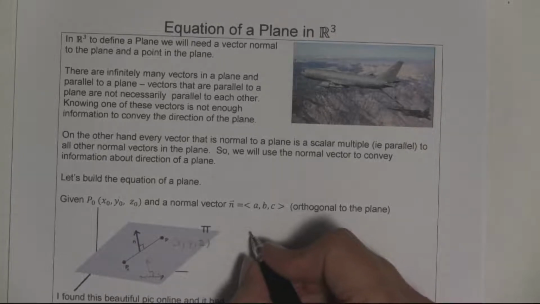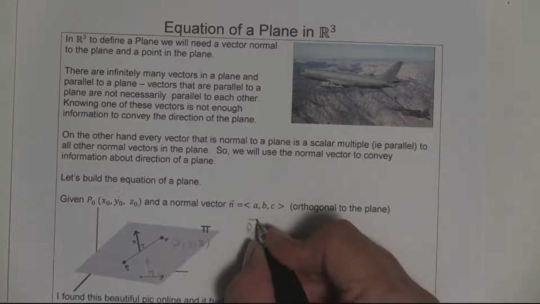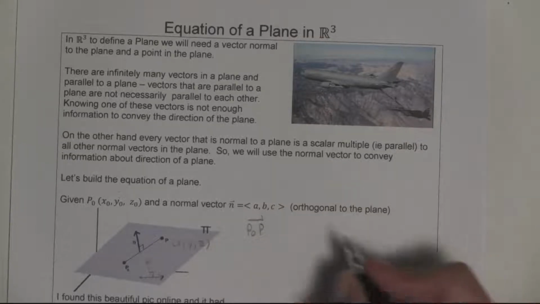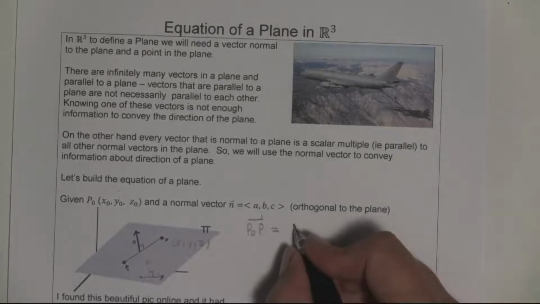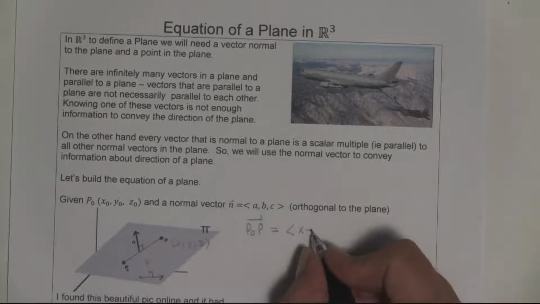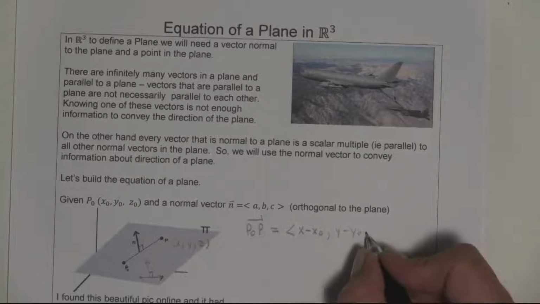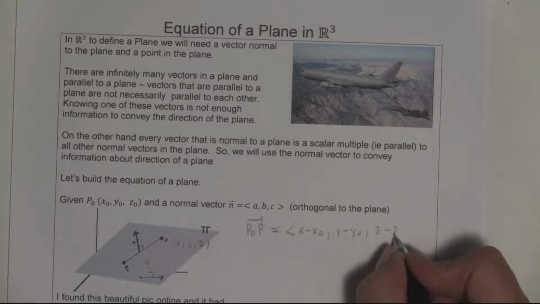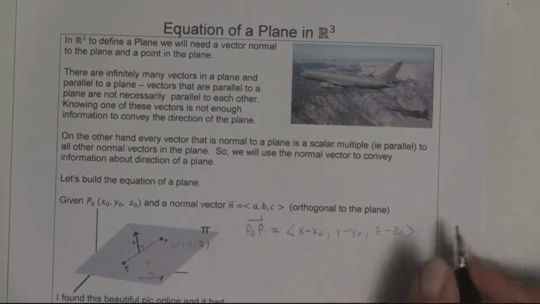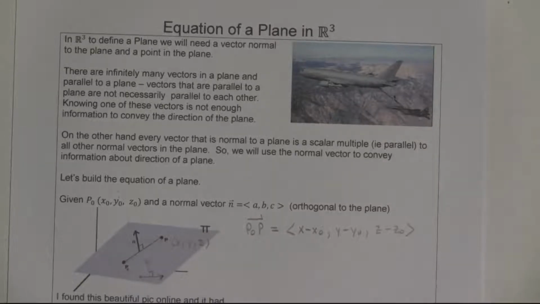And so we're going to start off just the same way we did before. P naught, P, that vector right there. And we know that that vector is equal to, when you take away, x minus x naught, y minus y naught, and z minus z naught. And so now we're describing this vector that goes from here to here. That's the vector that goes from P naught to P.